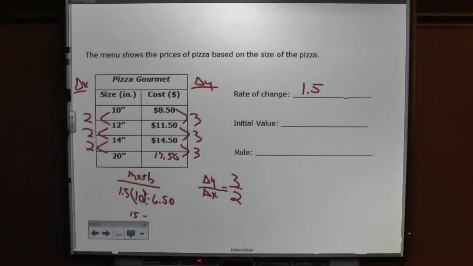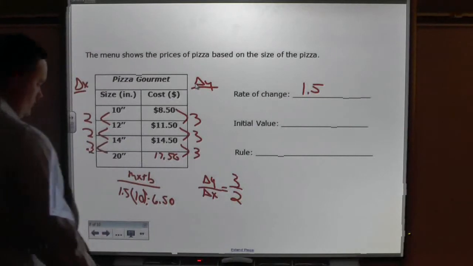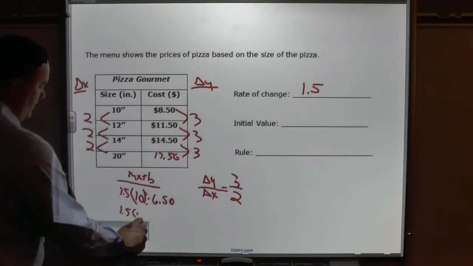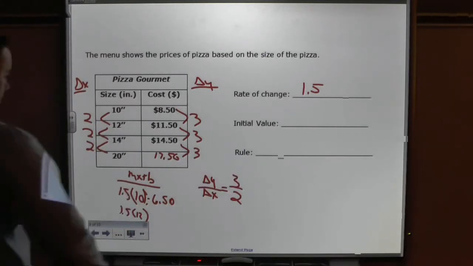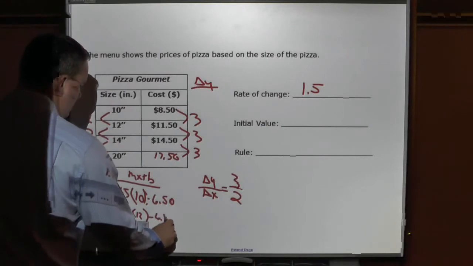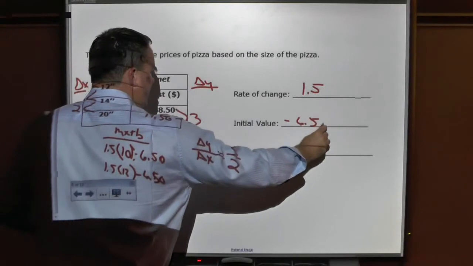If you do the next one, 1.5 times 12. When you multiply that out, 1.5 times 12 should give you $18. 18 minus what gives me $11.50? Again, $6.50. So your initial value is negative 6.5.